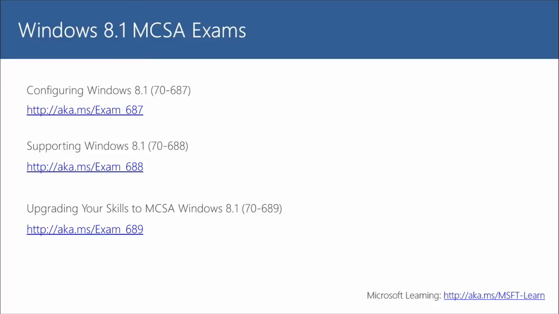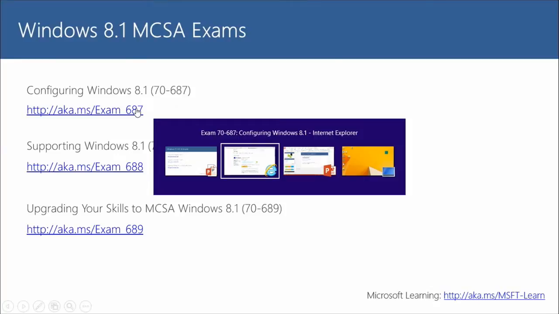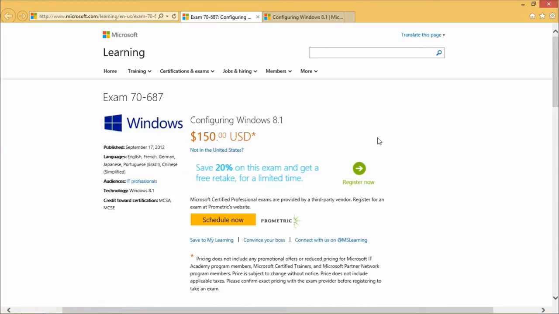Now here, I listed these exams and links to them, and I'm going to pick on Configuring Windows 8.1. I'll click that link, and it takes us out to the learning site. You'll notice right away we're at the right place: exam 70-687, Configuring Windows 8.1. There's the cost associated with taking that exam.